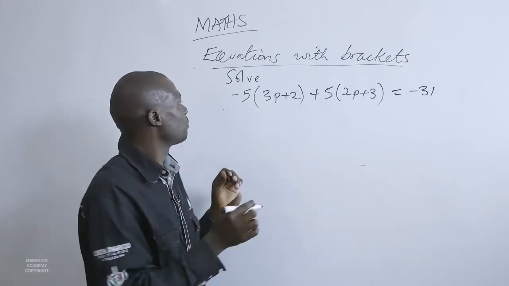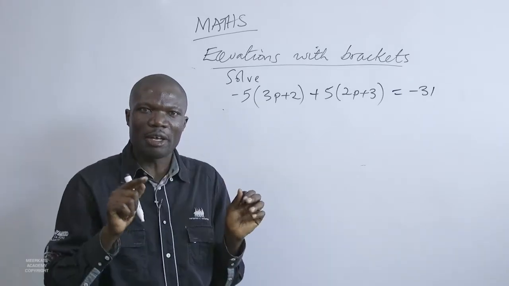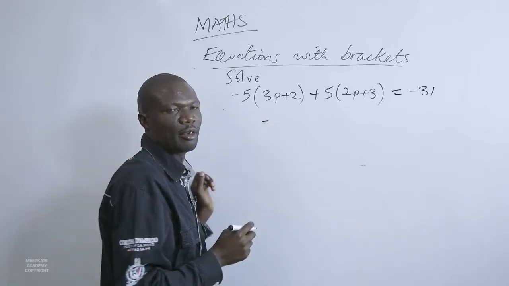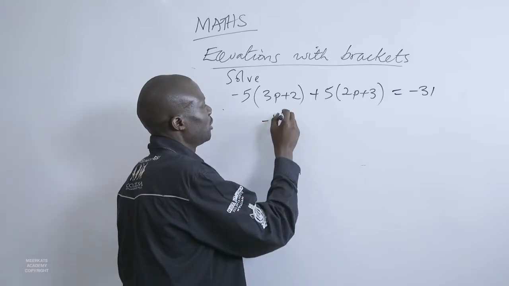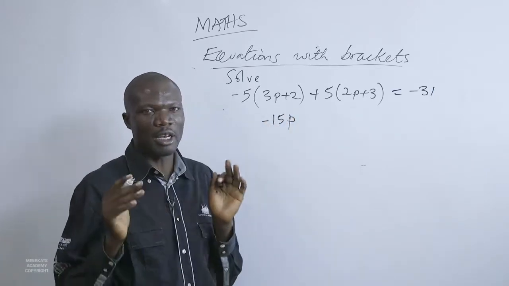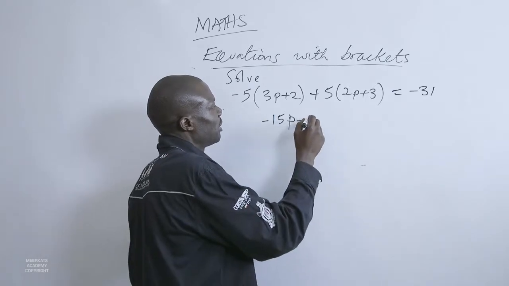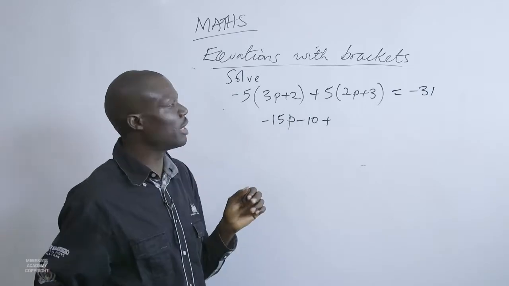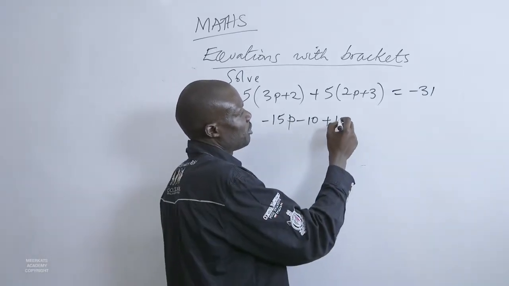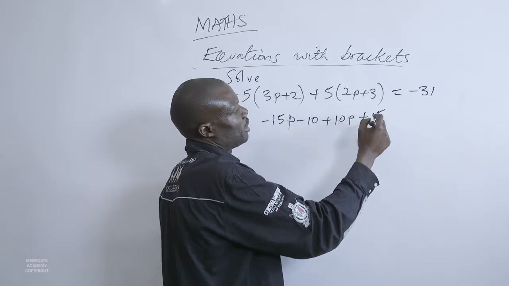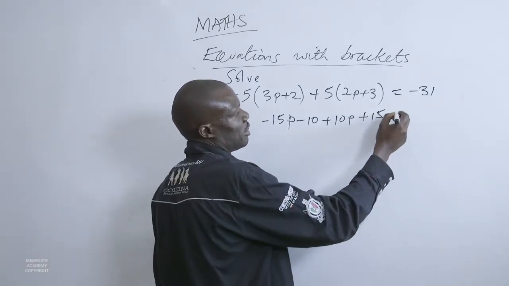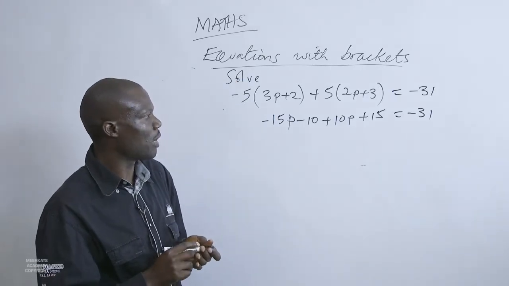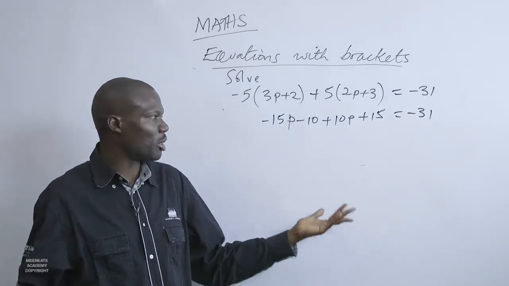Using distributive law, minus 5 multiplied by positive 3p should give us minus 15p. Then minus 5 times 2 is minus 10. This one is a plus because everything seems to be a plus there. 5 multiplied by 2p gives us 10p plus 15. And this is equated to minus 31. So all the like terms are on one side, so we have no problem with that.